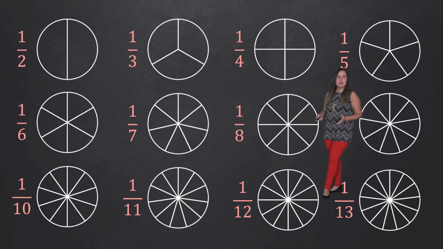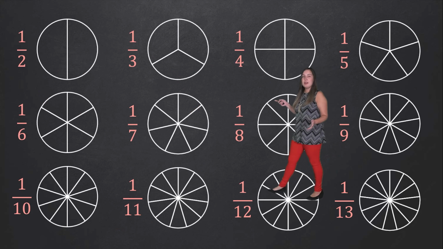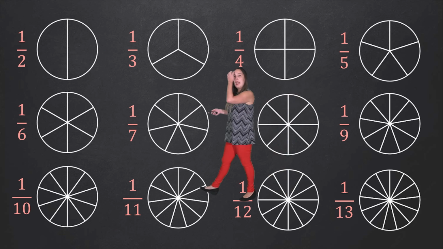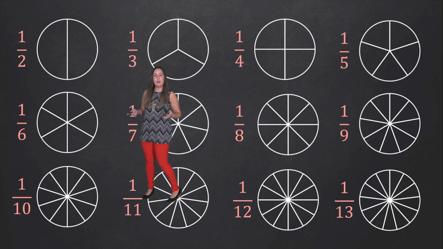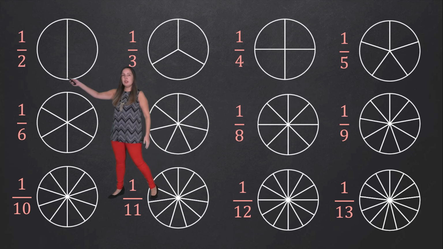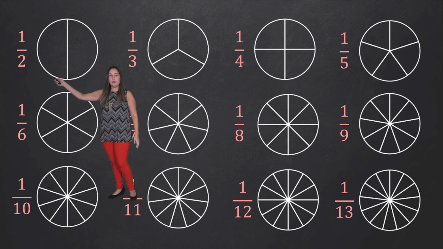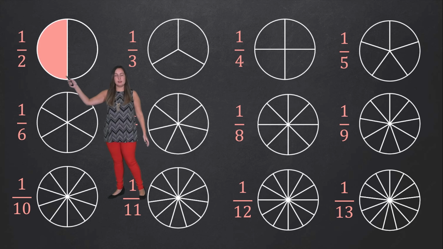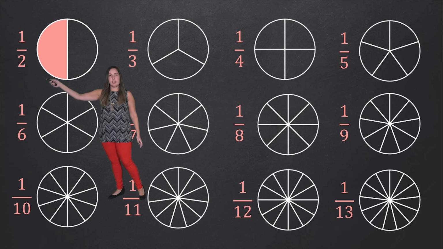All right? So here we have several models, and we're going to go over what a unit fraction looks like when we represent it. Up here, we have 1/2, and in order to represent this unit fraction, we're going to shade in one part. Now we know it's a unit fraction because the top number, our numerator, is 1. The denominator can change, but for a unit fraction, the numerator needs to be 1.